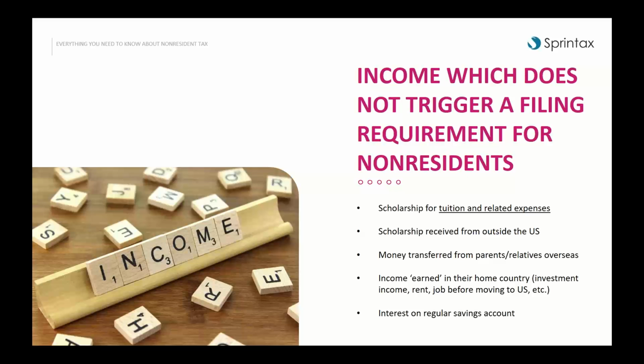The next example is similar: income earned in your home country. So if, for example, you're still receiving wages from a job that you had in your home country, or perhaps you're receiving rental income from a property that you had in your home country. That would be similar to the previous example in that generally that wouldn't be US sourced income and shouldn't trigger a filing requirement for non-residents in the US. The next example that also shouldn't trigger a filing requirement for non-residents is interest on a regular savings account.